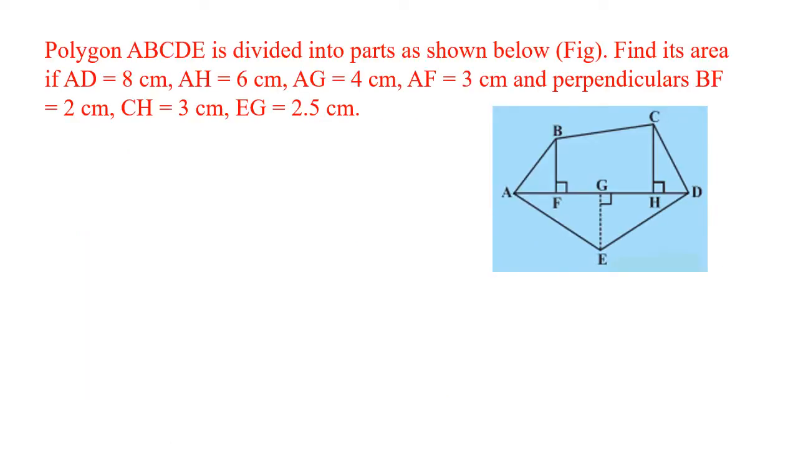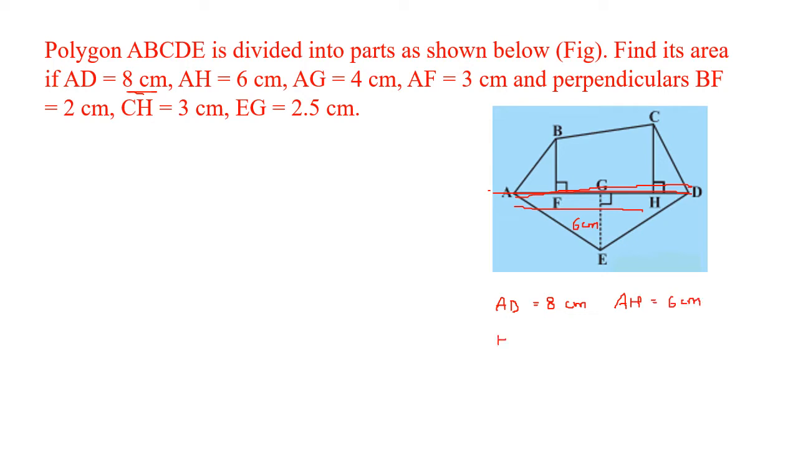Now here we have a polygon ABCDE. So you can see in the diagram, the polygon ABCDE is the pentagon, is divided into parts. It is already divided for us. So here we don't have to do any division. Find the area. Here AD, the whole AD is given 8 centimeter. AH, from here till here, AH is given 6 centimeter.